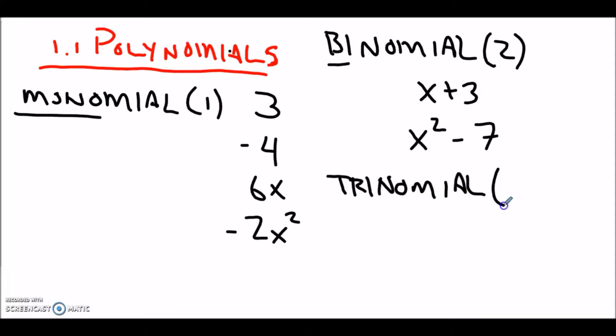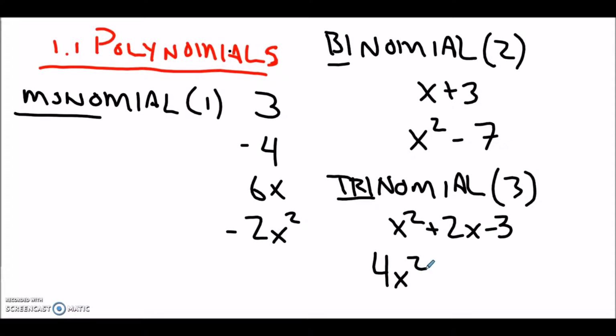Trinomials obviously have 3 terms. X squared plus 2x minus 3 we classify as a trinomial. 4x squared minus 5x plus 6 classifies as a trinomial. And all of these are polynomials. Poly being the key word, many. We don't know exactly how many, but more than one. Easy stuff.